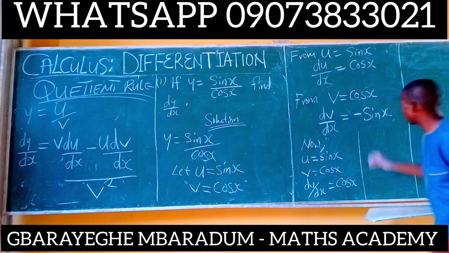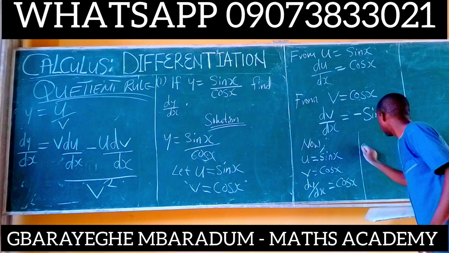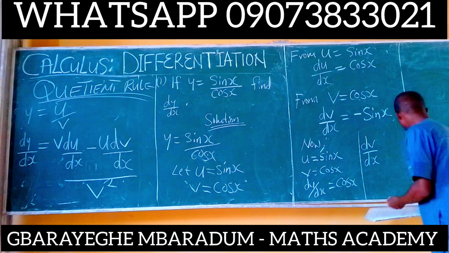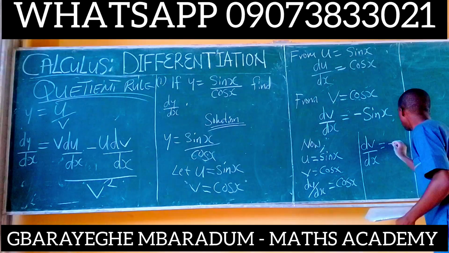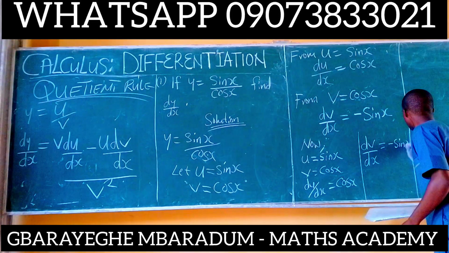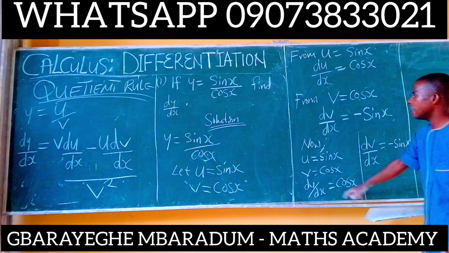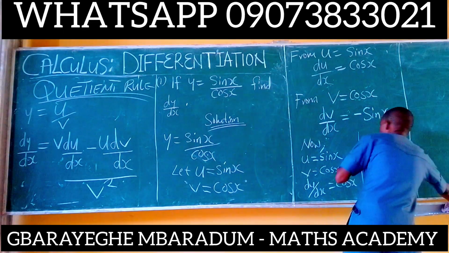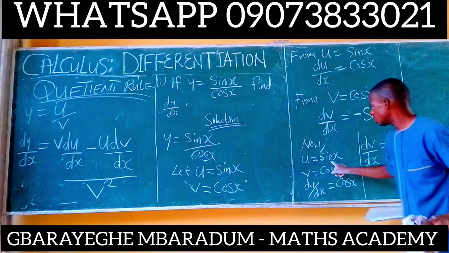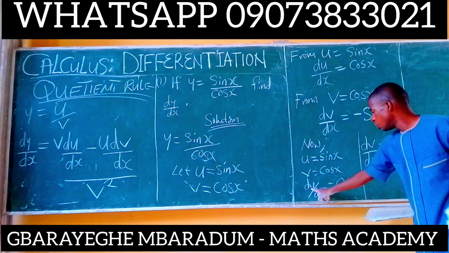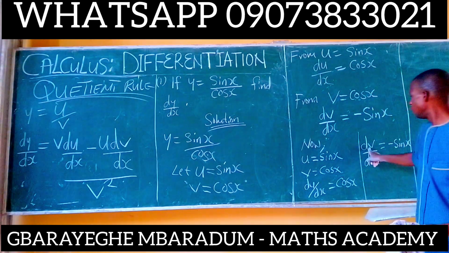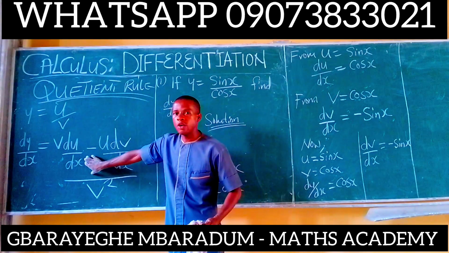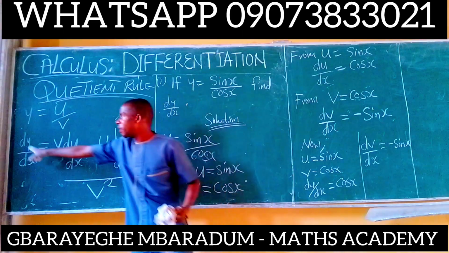Now let's substitute these parameters into the formula: u equals sin x, v equals cos x, du over dx equals cos x, and dv over dx equals minus sin x. Let's substitute them into the quotient rule formula to find our dy over dx.